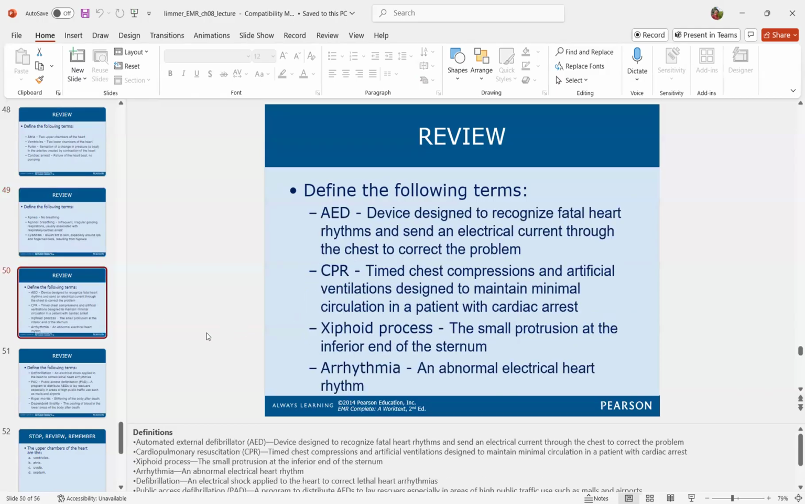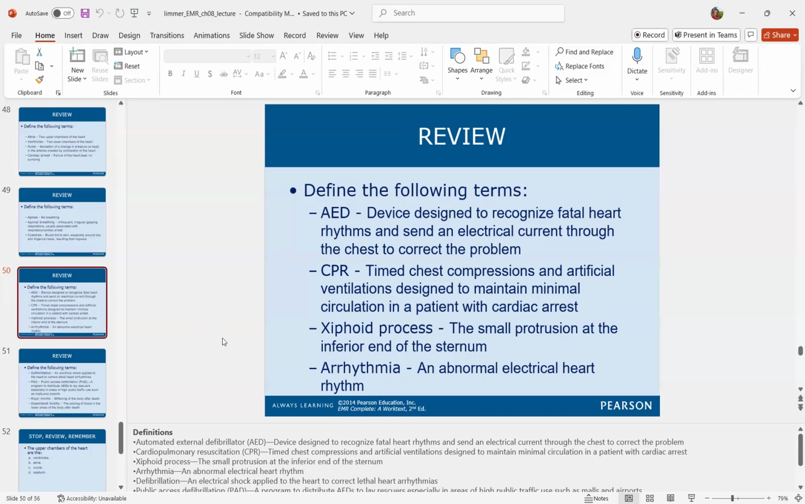An AED is a device designed to recognize fatal heart rhythms and send an electrical current through the chest to correct the problem. CPR is timed chest compressions and artificial ventilations designed to maintain minimal circulation in a patient with cardiac arrest. The xiphoid process is that small piece of cartilage at the bottom of the sternum, a small protrusion at the inferior end of your sternum that, if we do compressions too low, we could potentially snap off.